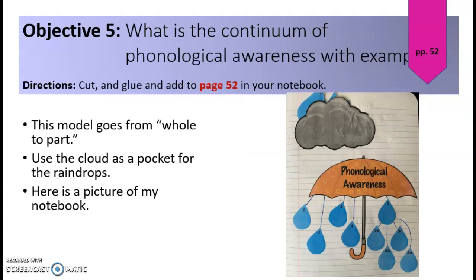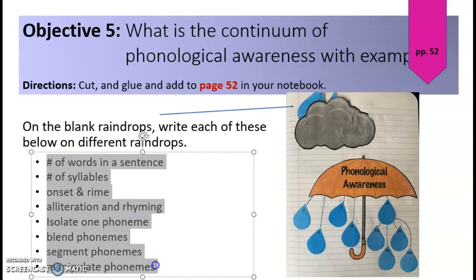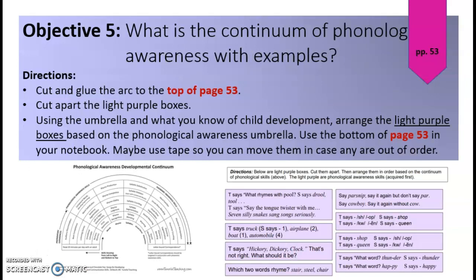I gave you a handout, and this is the phonological awareness umbrella. Read this and put this on page 52 and cut it out. These are blank raindrops. On the next slide here, these go on the blank raindrops. Okay. Then on page 53, I gave another handout with an arc and some of these lighter purple squares. Use tape, put them in order, follow the directions up on top.